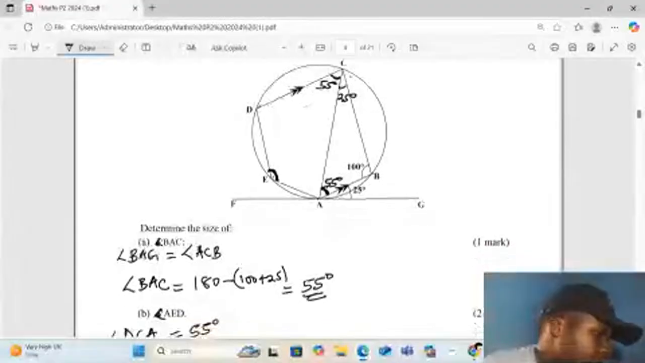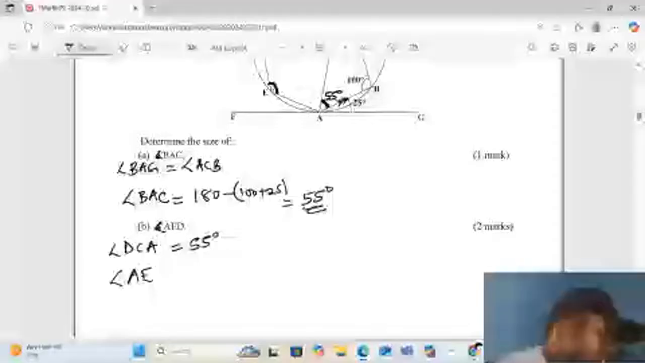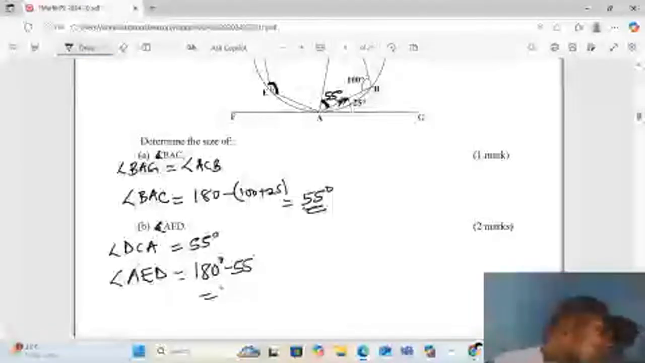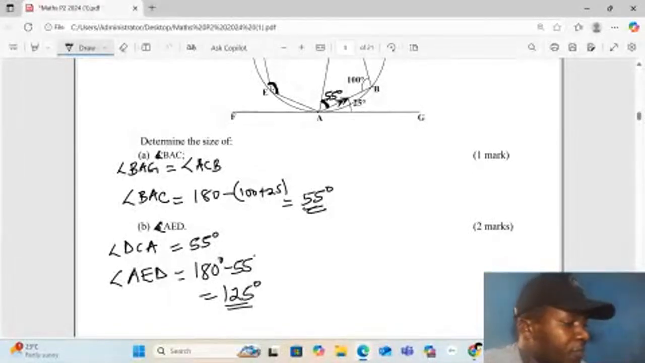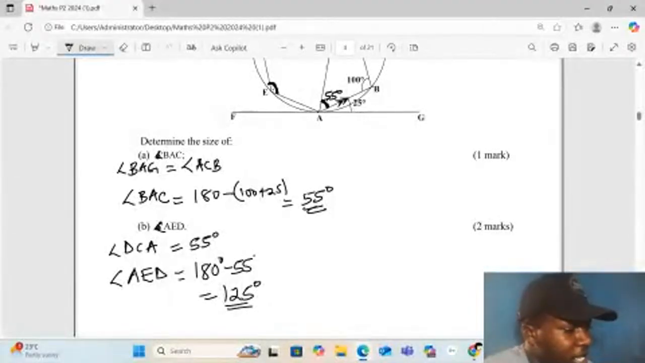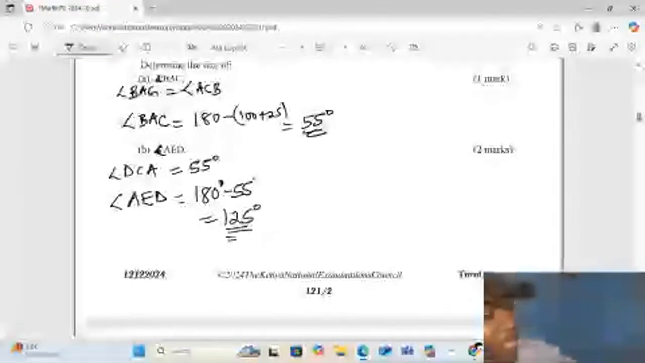Then, if that is the case, angle AED will be equal to 180 degrees minus 55. Therefore, you're going to get 125 degrees. So that is how we find angle AED. That's simple. That is how you arrive at that final answer.